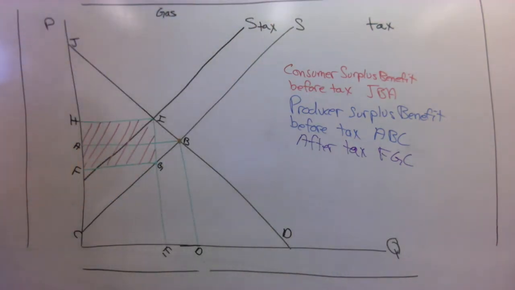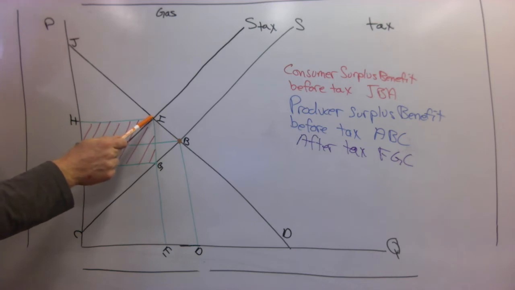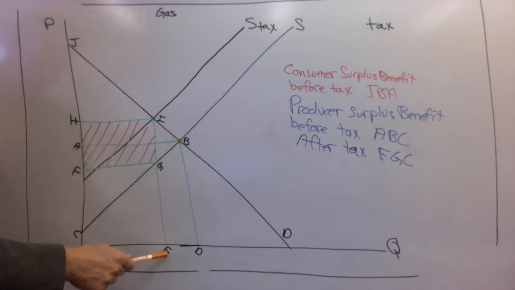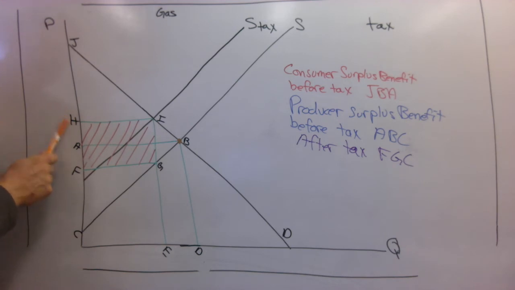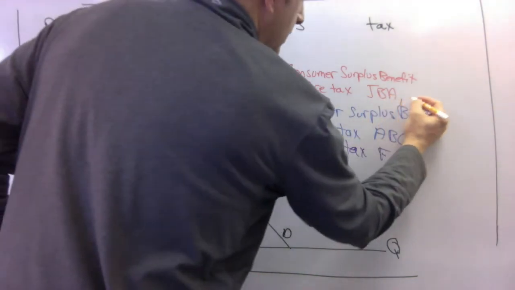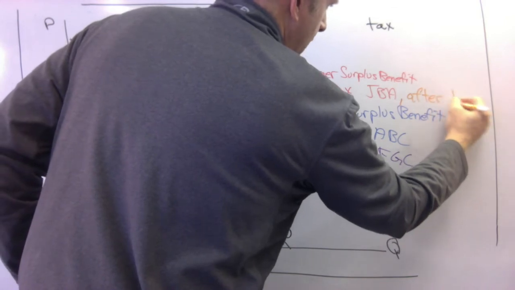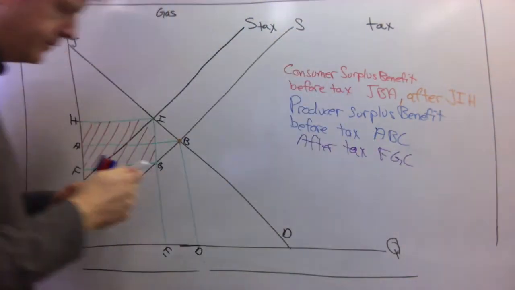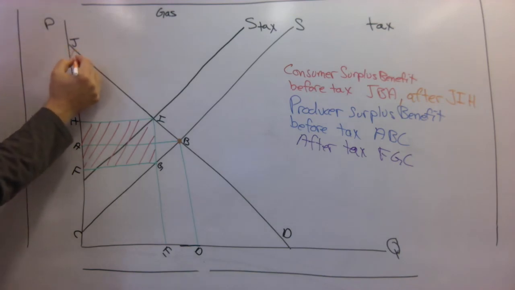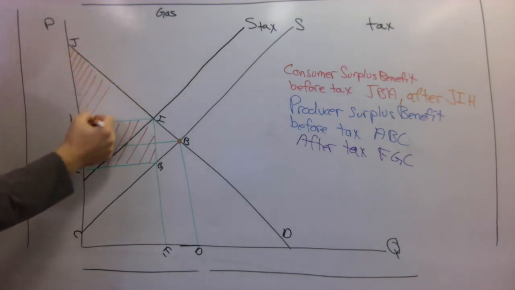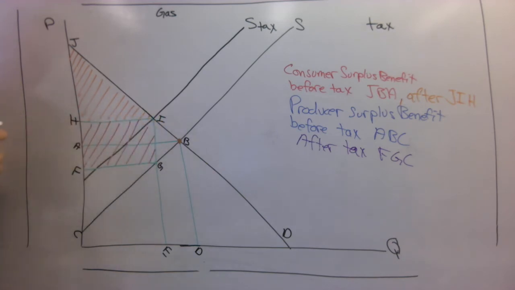And up here, what has happened to consumer surplus? Well, remember before the tax it was J, B, A. But now, because consumers are only able to buy a smaller quantity, quantity E, at a higher price, price H, now we see consumer surplus is JIH. So after tax, it is JIH. I can go ahead and draw that in a little bit too to help. Right, this is after the tax, the orange, and then purple for producer surplus.